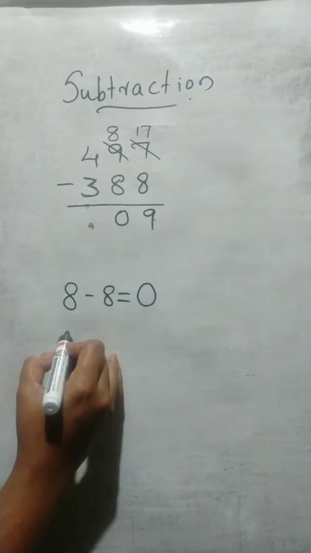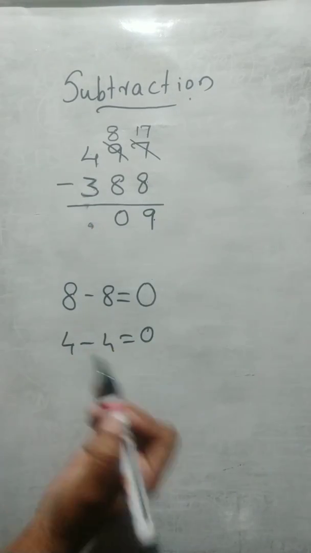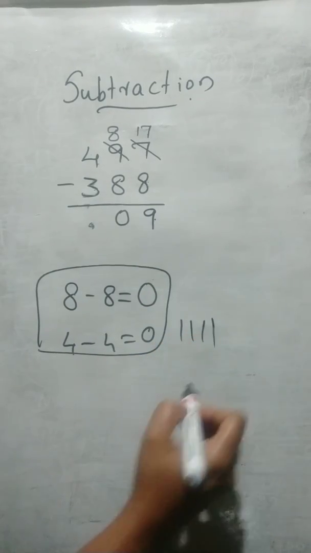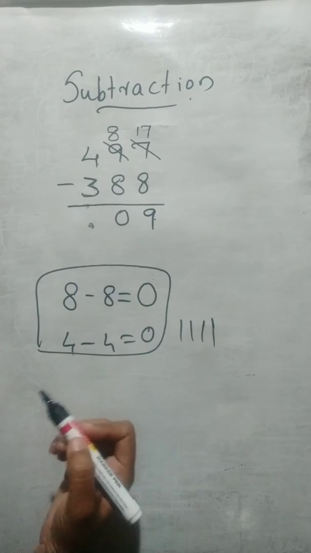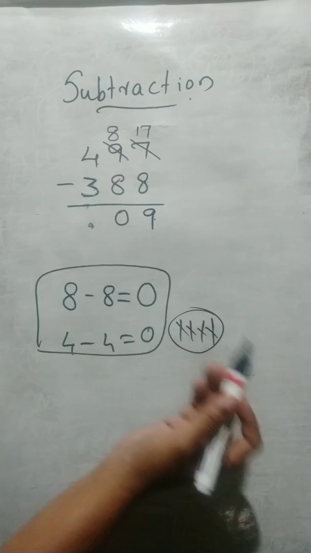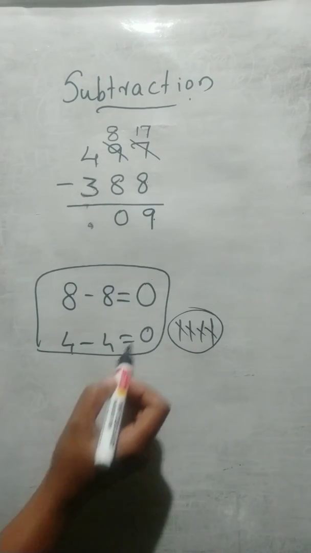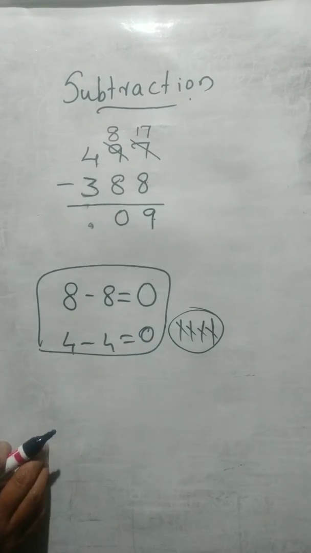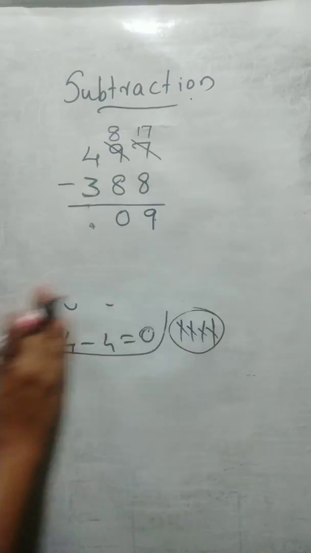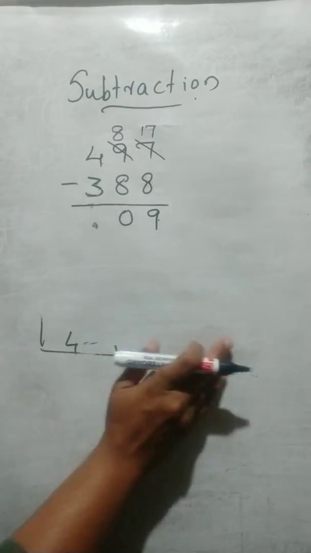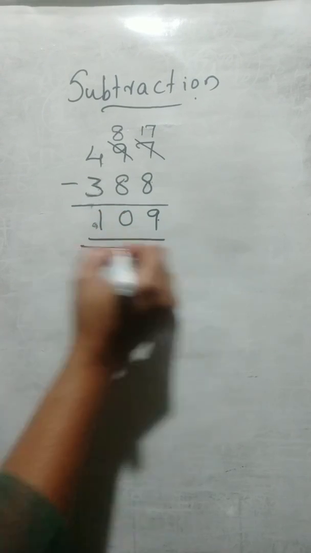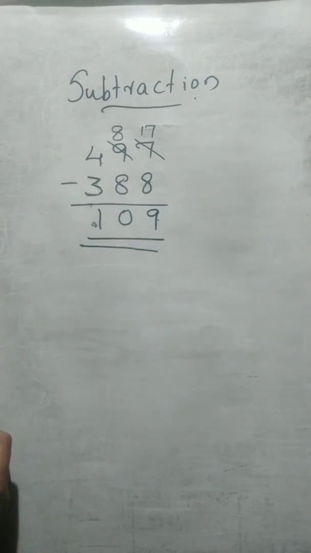Okay. Then 4 minus 4 is equal to 0. What is its meaning? Here, 4 pencils are there. We have to take away 4 pencils. Then 1, 2, 3, 4. How many pencils are remaining? There is no pencil. So we can say the answer will be 0. Okay. Then 8 minus 8 is equal to 0. If we are subtracting two same numbers, the answer will be 0. Then 4 minus 3, 1. So the answer is 109.